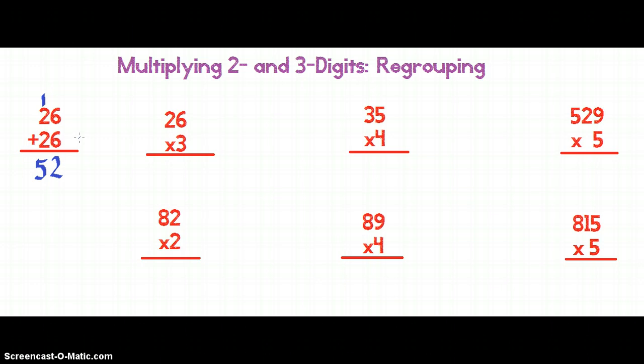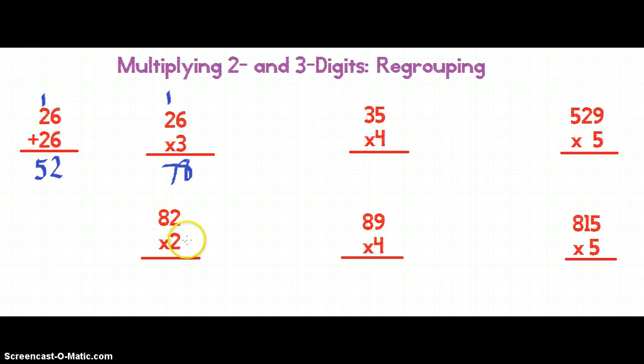Let's try this first problem. I start with my ones column. 3 times 6 is 18. So I'm going to write down my ones place, which is an 8, and I'm going to write my tens place up here. So I have 18. Then I multiply my tens place. 3 times 2 is 6, and then I add the 1 that I carried up here. 3 times 2 is 6, plus 1 is 7. So it's just like we did when we did an addition problem. Let's try another one.